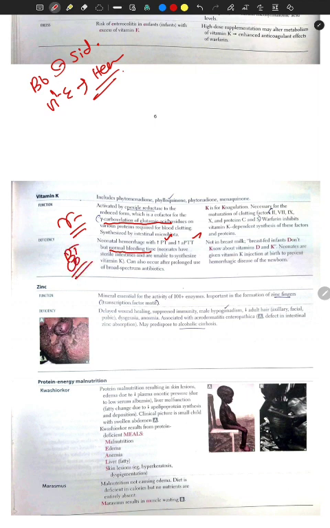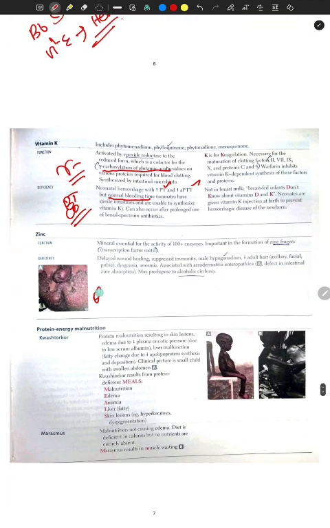And also zinc. This was asked in NEET 2022, sorry, 2022 is what, no, 23, right? Yeah. And also here we can see the zinc fingers, a transcription factor motif. Its importance is formation of these, and also acrodermatitis enteropathica, and a defect in intestinal zinc absorption may predispose to alcoholic cirrhosis. This line is very, very important here.